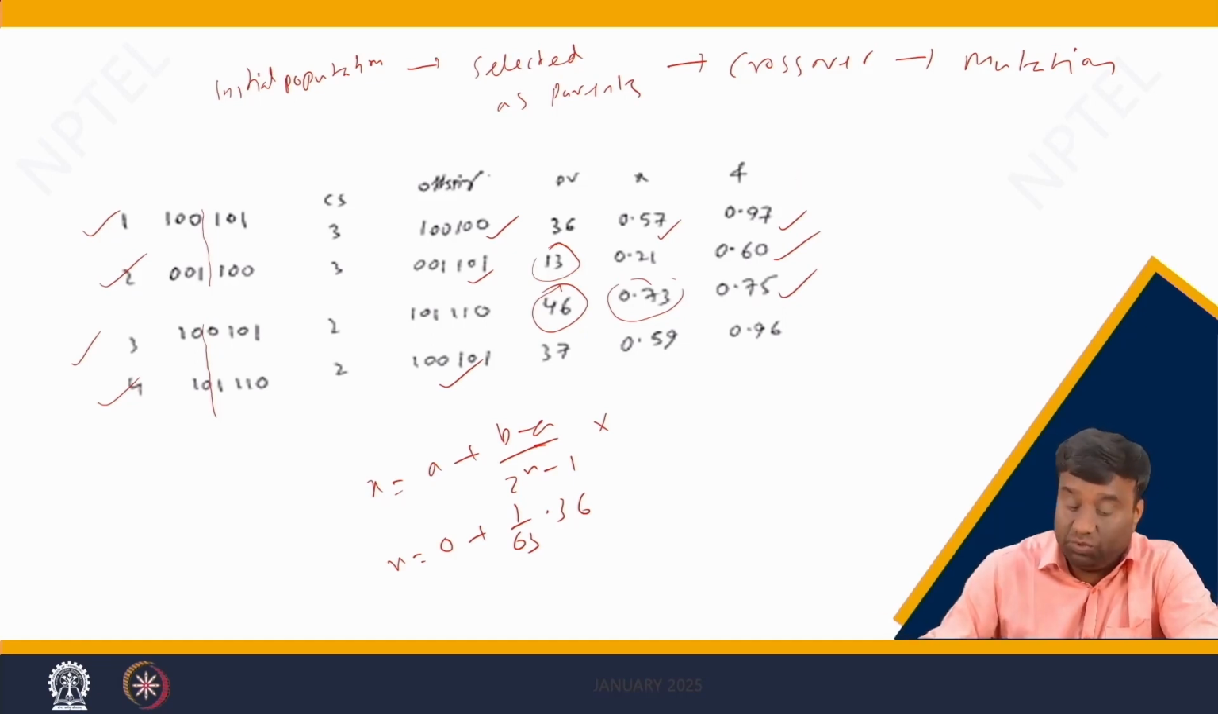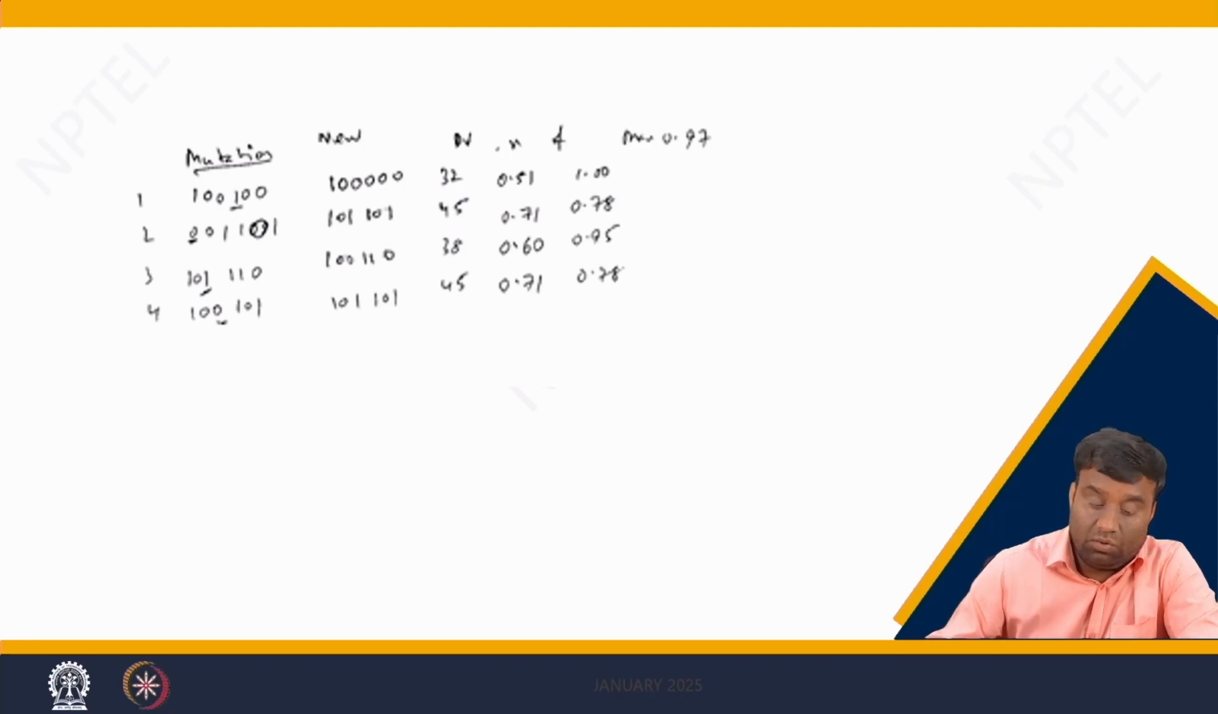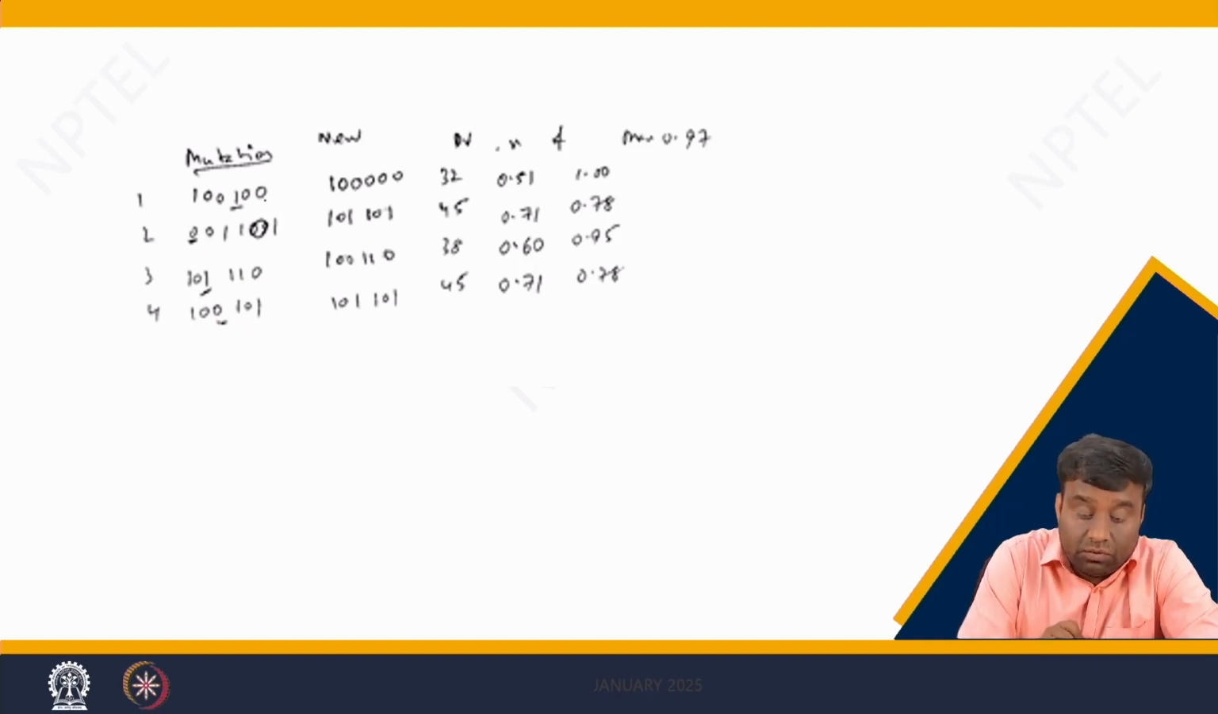Now the next step is mutation. So we have these offspring chromosomes before mutation: 100100, 001101, 101110, 100101. Here we are doing flipping mutation. So this will become 0, so 100000.